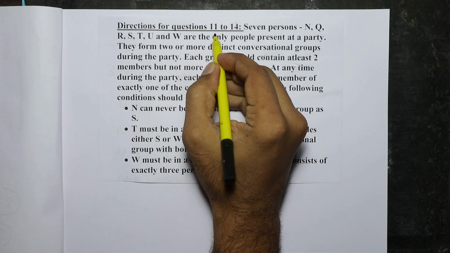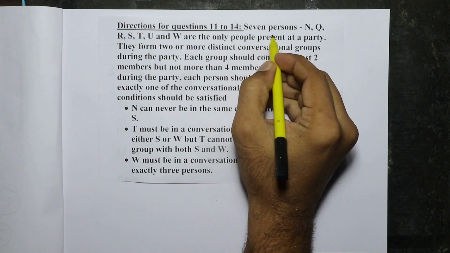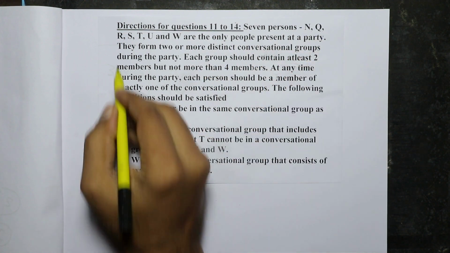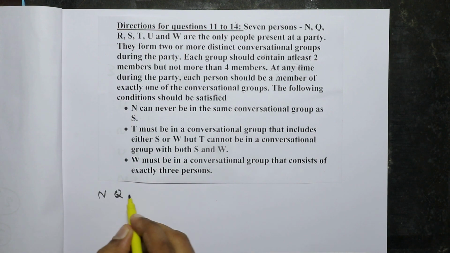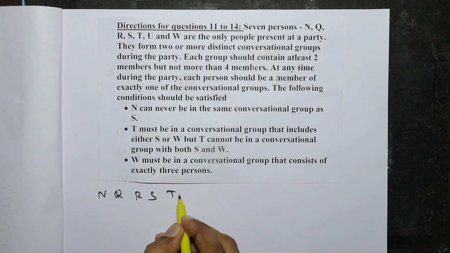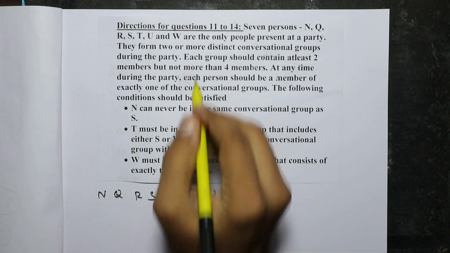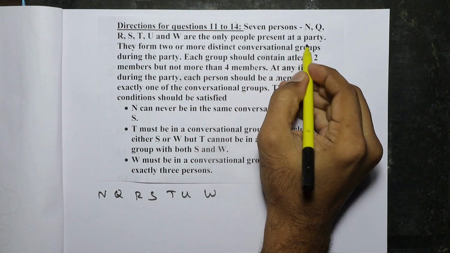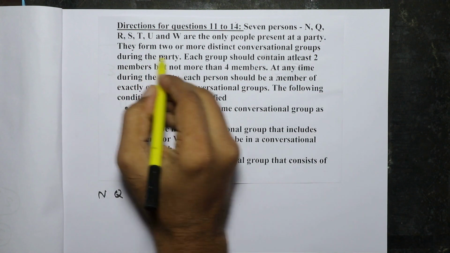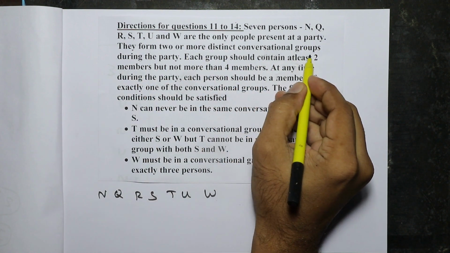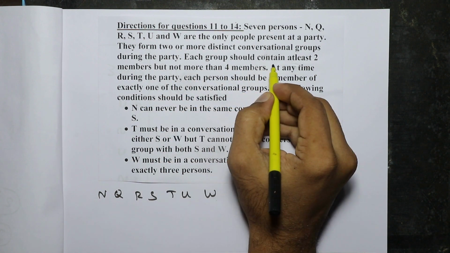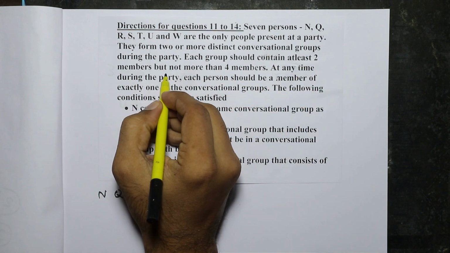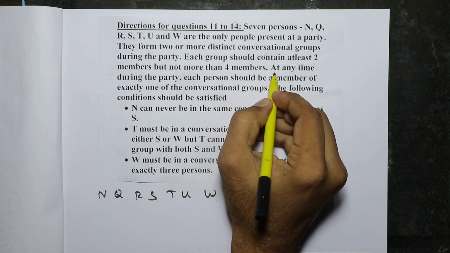Directions for questions 11 to 14. Seven persons N, Q, R, S, T, U and W are the only people present at a party. They form two or more distinct conversational groups during the party. Each group should contain at least 2 members but not more than 4 members.